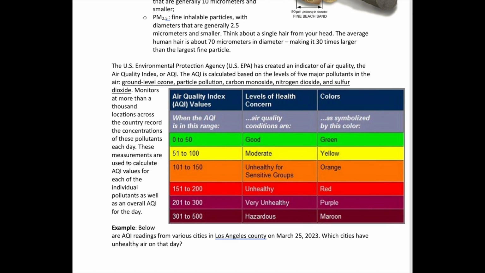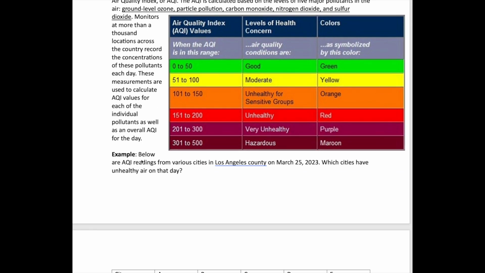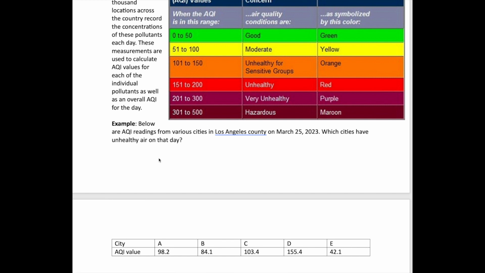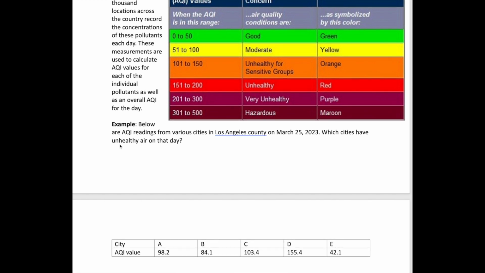Okay, so here's just a quick example to help you apply some of this information to real life. So for example, let's say you live in a city and you're asked if your air quality is healthy or unhealthy. In this case, they're asking which one has unhealthy air on that day. It's really pretty straightforward. So there are 5 different cities listed here, A, B, C, D, and E, and the AQI value is given here. So all you need to do is place it on that scale and find the ones that are 151 or higher. That would be considered unhealthy air.